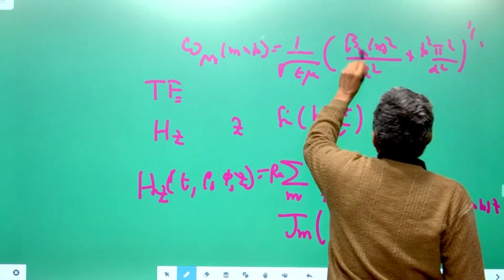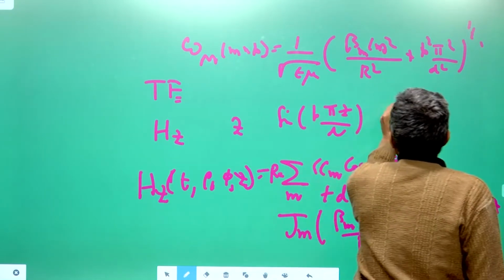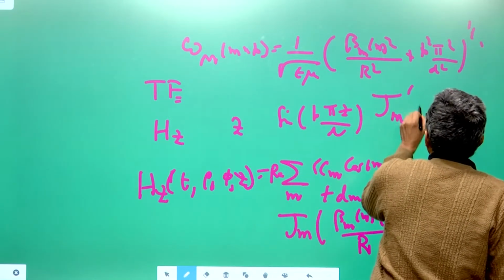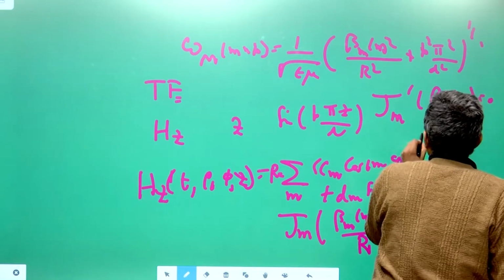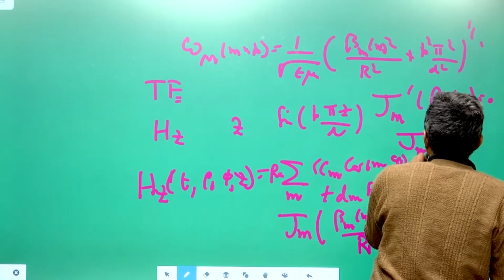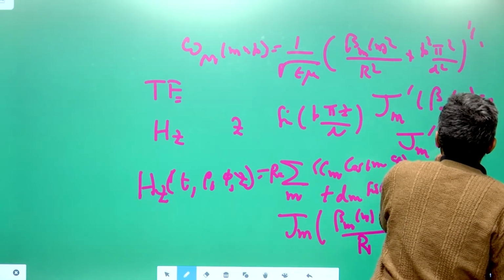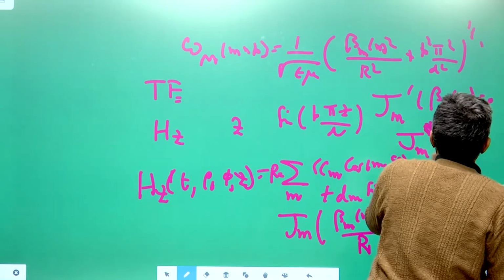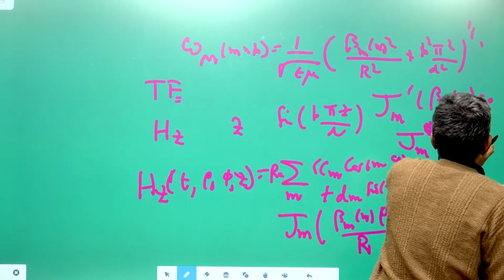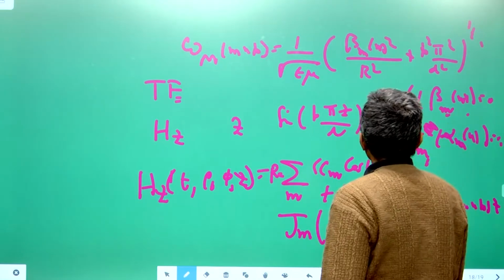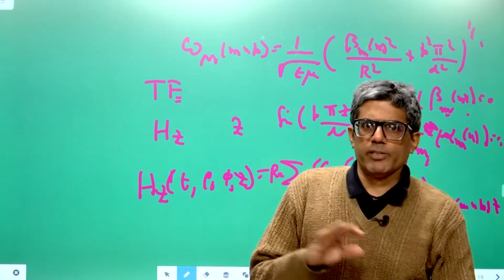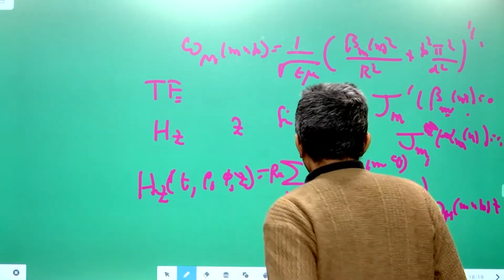p is an integer, and beta mn are the roots of the derivative of the Bessel function, Jm dash of beta mn is 0, whereas in the case of the transverse magnetic modes you had Jm of alpha mn equal to 0, that is, alpha mn were the roots of the Bessel functions, whereas beta mn were the roots of the derivative of the Bessel function. That completely solves the cylindrical problem.